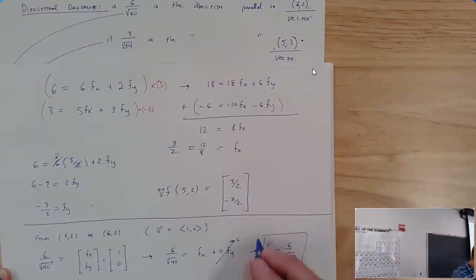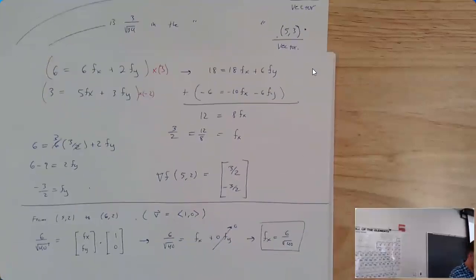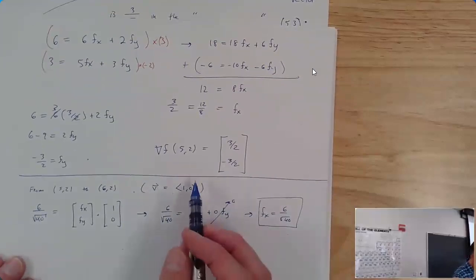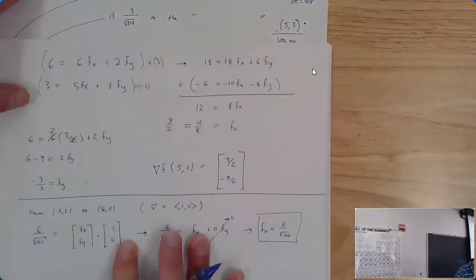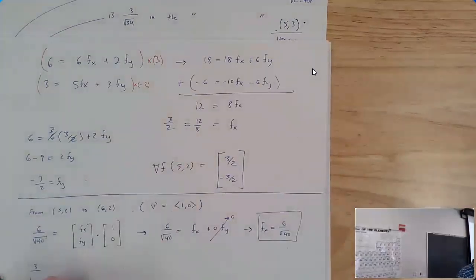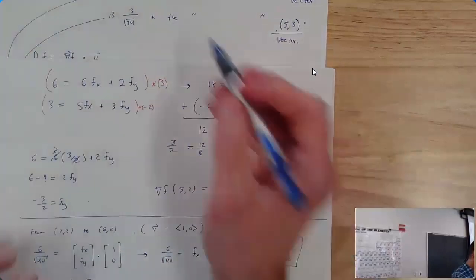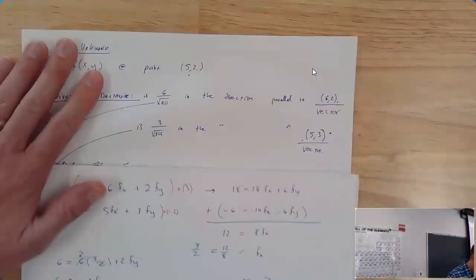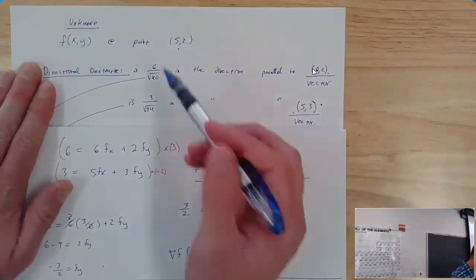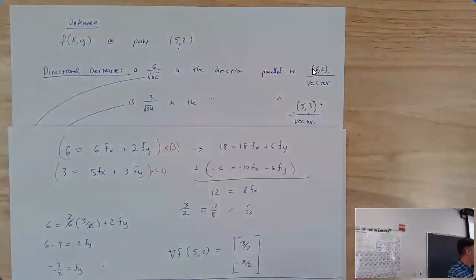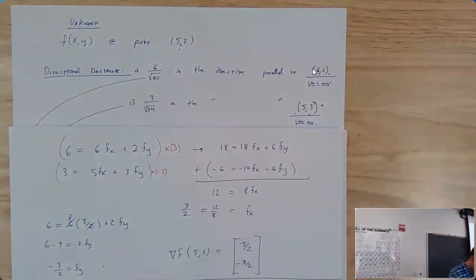To me, this feels less likely to be the answer just because it feels almost too easy, but either way it could be correct depending on what they actually meant. In a similar way, you would calculate the other part by saying 3 over root 34 equals your gradient dotted with, well, if we're going from the point (5, 2) to (5, 3), you're just going 1 in the y direction. So your vector is the vector (0, 1), which leads to 3 over root 34 equal to fy.